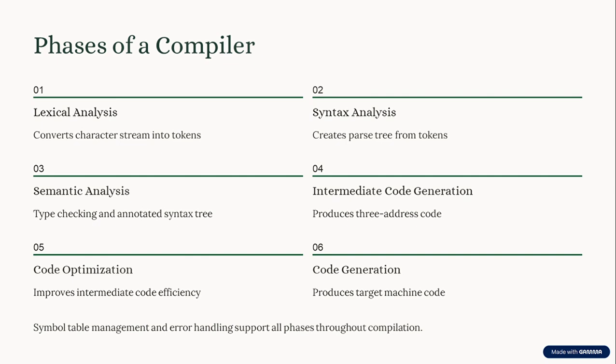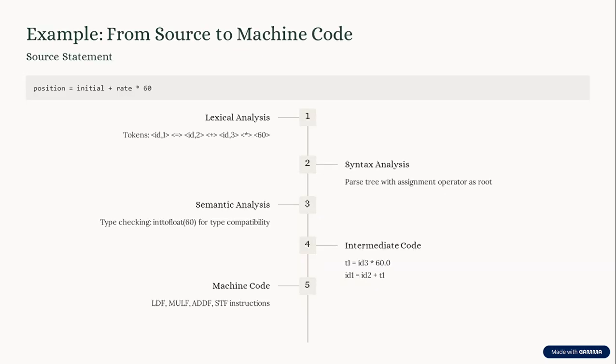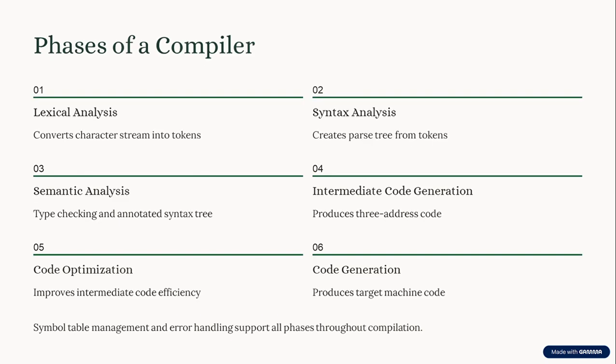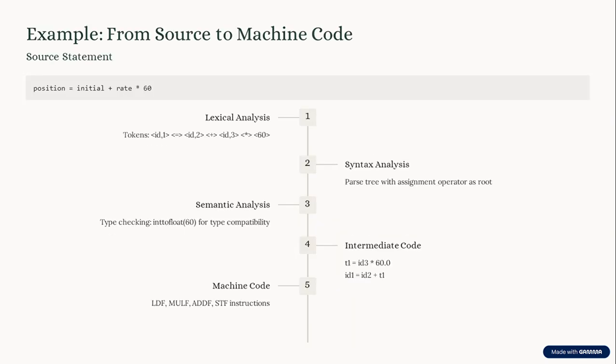So the compiler works in six phases, mainly the lexical analysis phase, syntax analysis phase, semantic analysis, intermediate code generation, code optimization, and code generation phase. The symbol table management and error handling support all these phases. Lexical analysis is the first phase, where the compiler breaks the input program into tokens, removes the comments and white spaces, and stores identifiers in the symbol table.